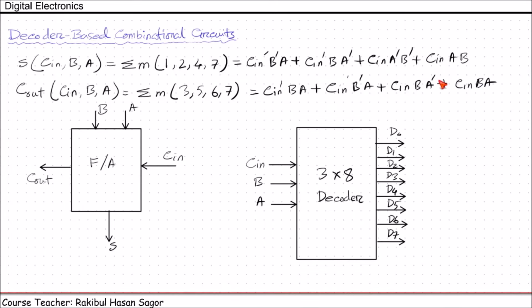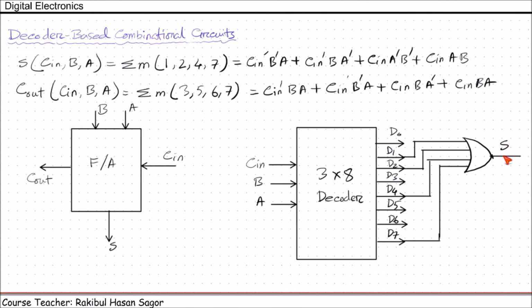So this output or this output or this output or this output. So we can draw an OR gate for the sum output. This OR gate will be fed by 1, 2, 4, 7. So we can take output from here 1, another from here 2, another from here 4, finally 7, and this output will give us the sum output.